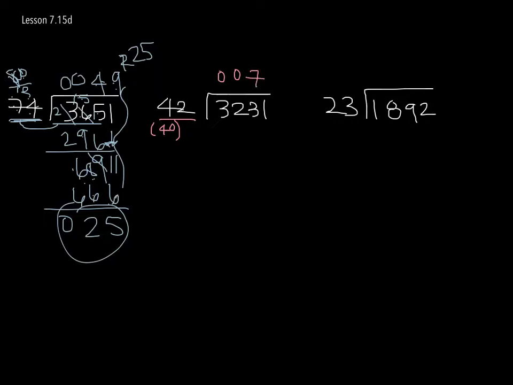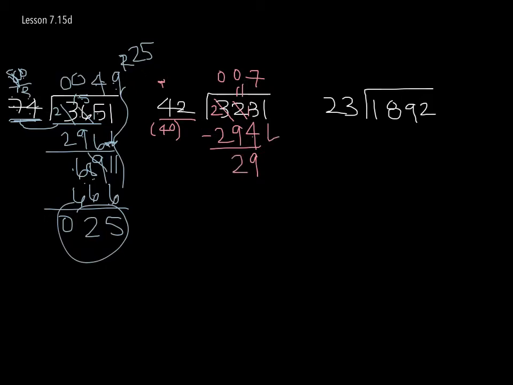7 times 2 is 14. 7 times 4 is 28. Add 1, 29. Now we're going to subtract. Get rid of that. 4 can't do. 2 becomes 1. 3 becomes 13. 13 less 4 is 9. 1 less 9 can't do. Go to my neighbor. 3 becomes 2. 1 becomes 11. 11 less 9 is 2.